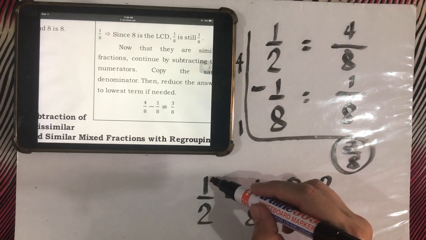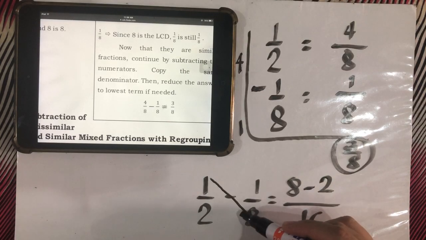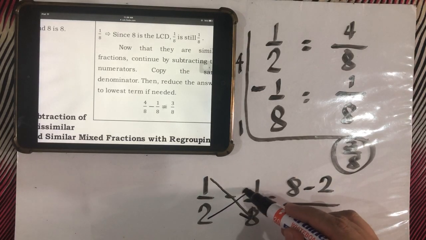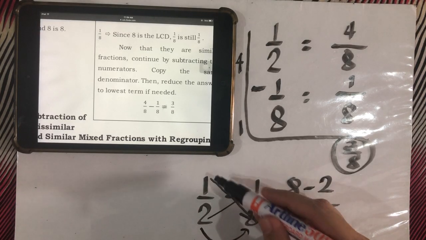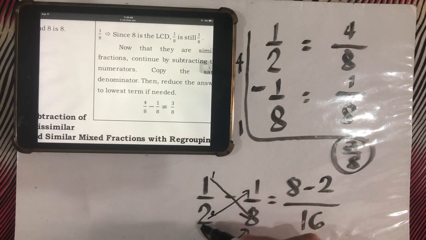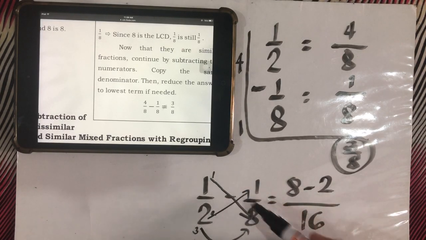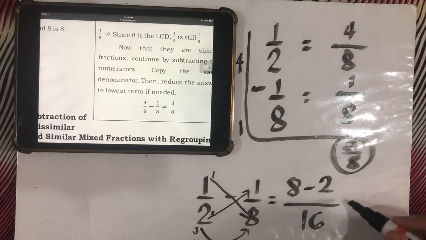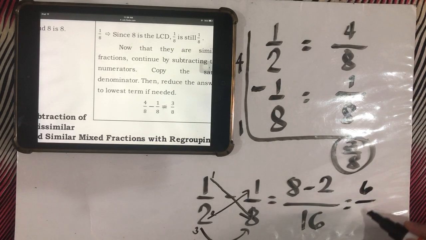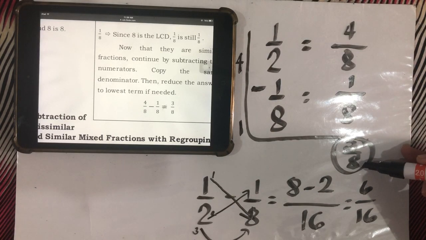Okay? Paano nakuha yan? Again, multiply mo to. Multiply mo to. Then multiply mo to. So, 1, 2, 3. Tatlong process. First process, multiply 1 times 8. That's 8. Second process, 2 times 1. That's 2. Third process, 2 times 8, 16. And you have 6 over 16. Diba? Now, dito, kung mapapansin natin, ang nakita natin sagot ay 6 over 16. This one is 3 over 8.